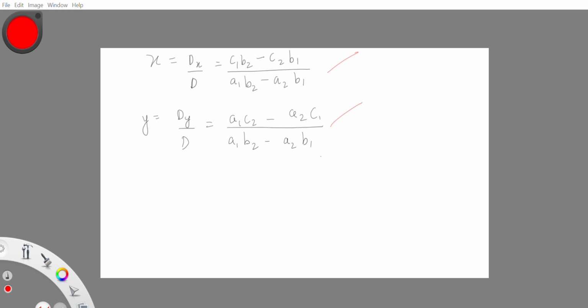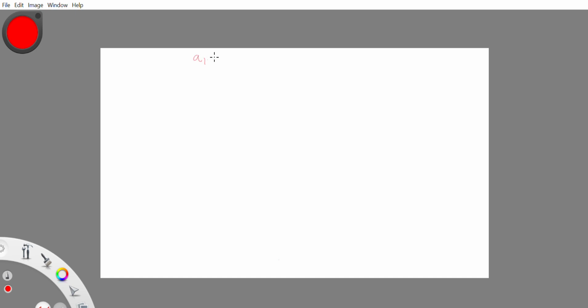So now I have a1x plus b1y is equal to c1, and a2x plus b2y is equal to c2. I am going to use the elimination method. I'm going to call this equation number 1, and this equation number 2. Now, whenever we solve any set of linear equations, we eliminate one variable. So let's say in this case, I want to eliminate the variable x.